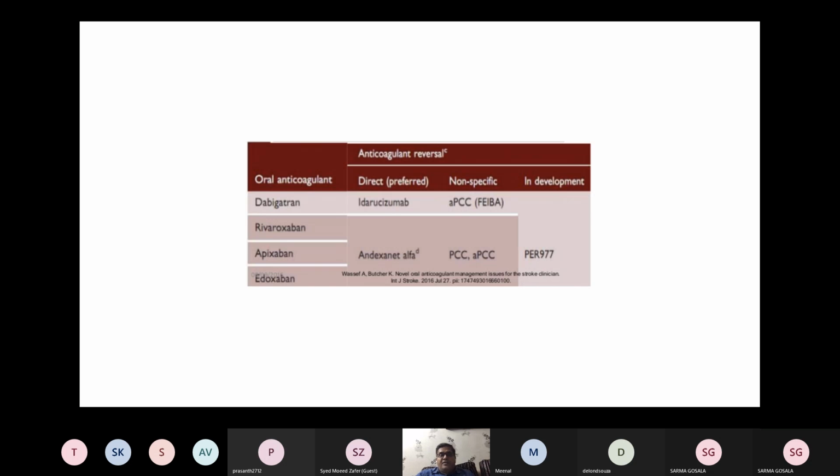So the good thing is now we have a specific antidote for dabigatran, which is idarucizumab.